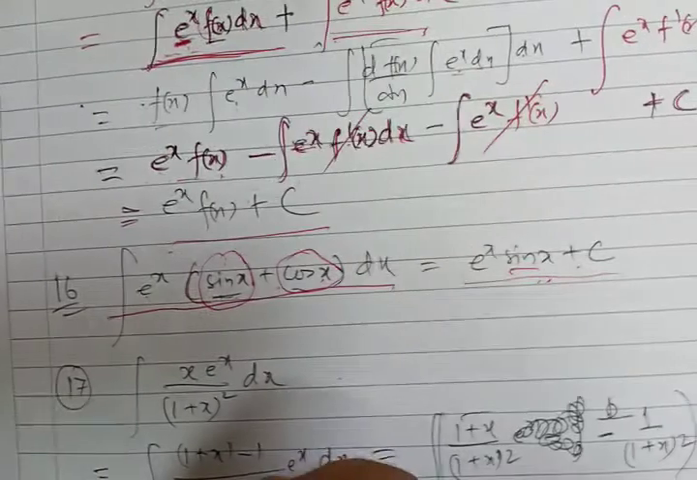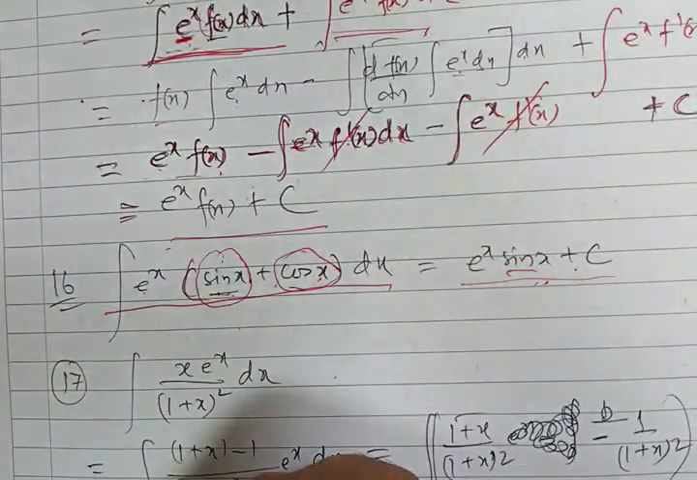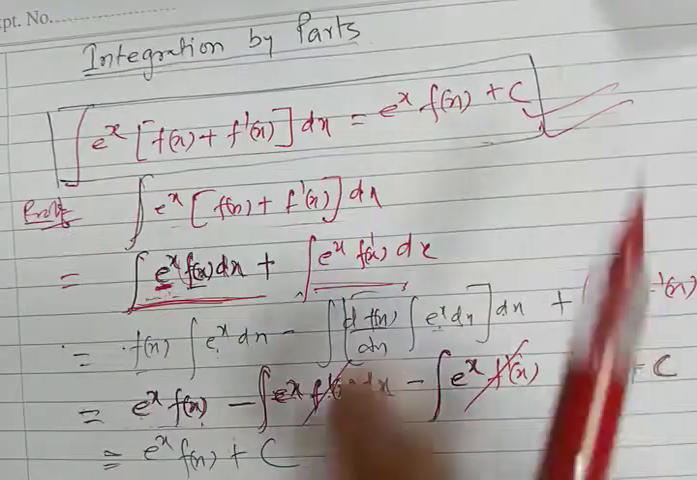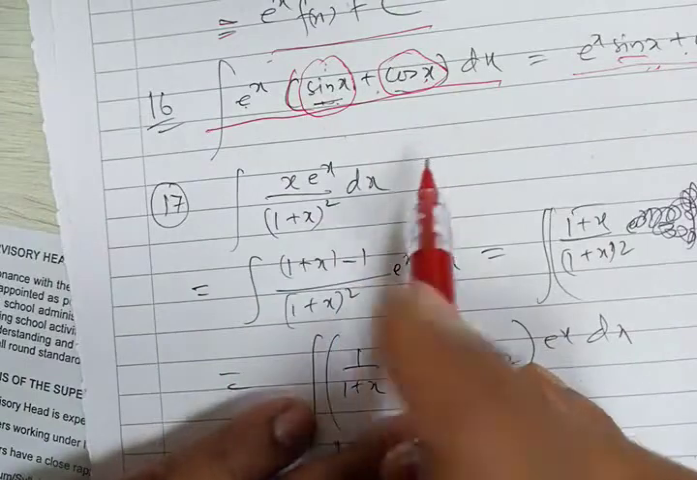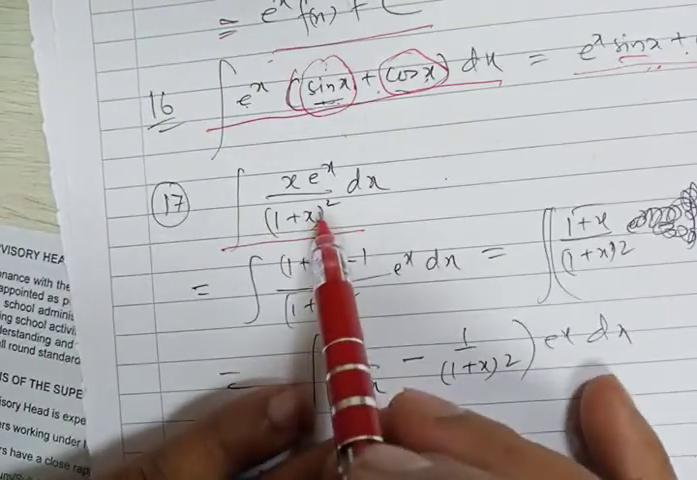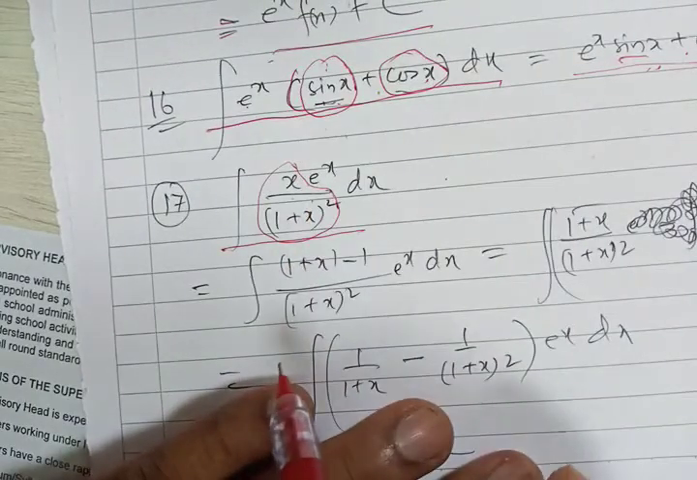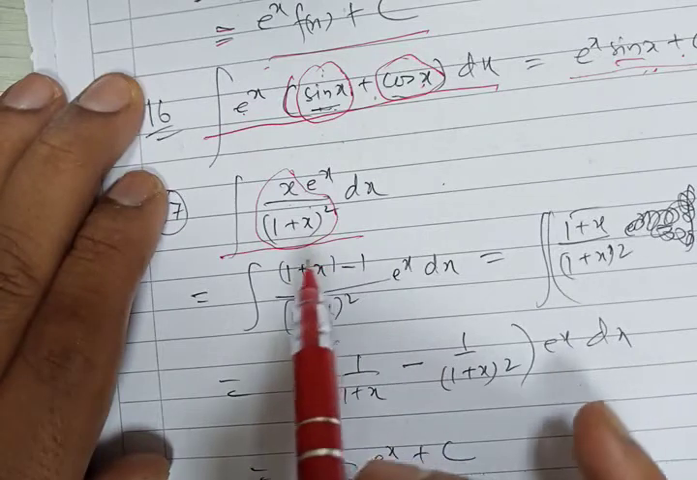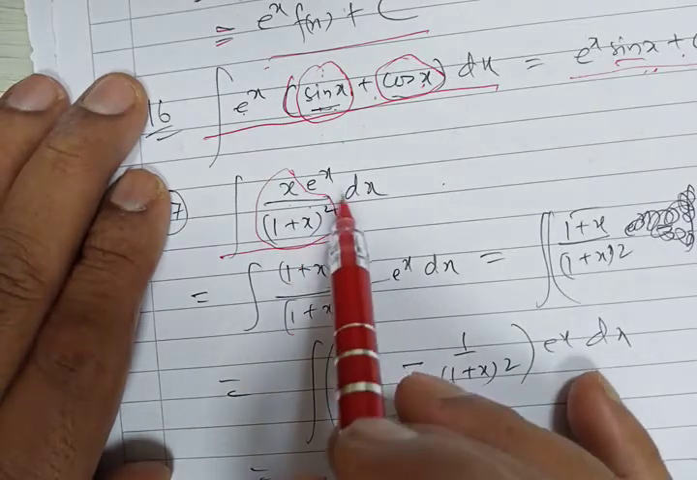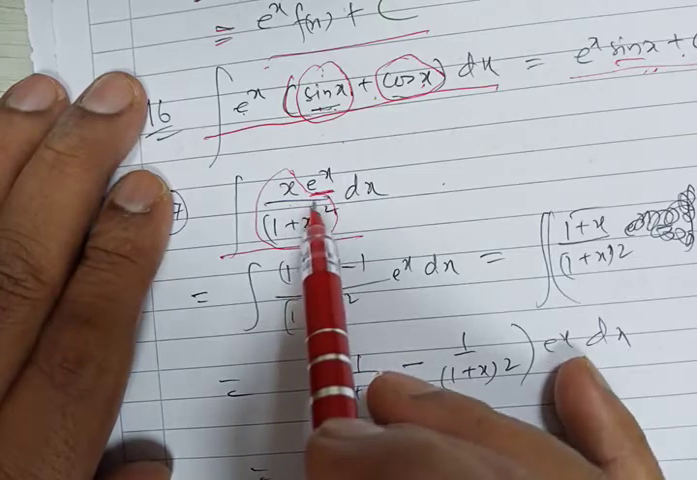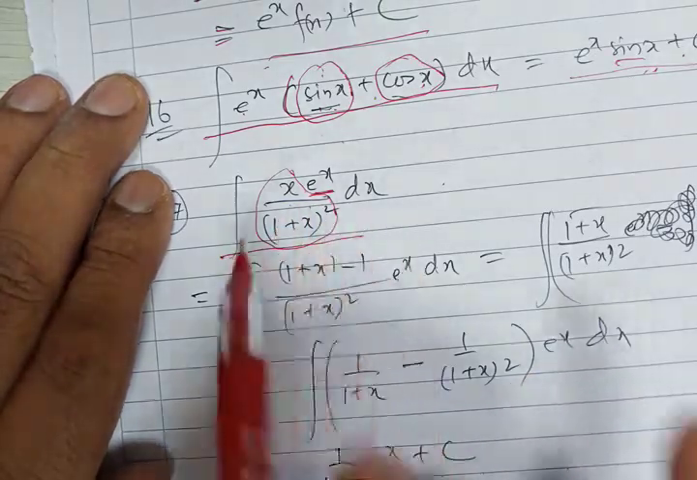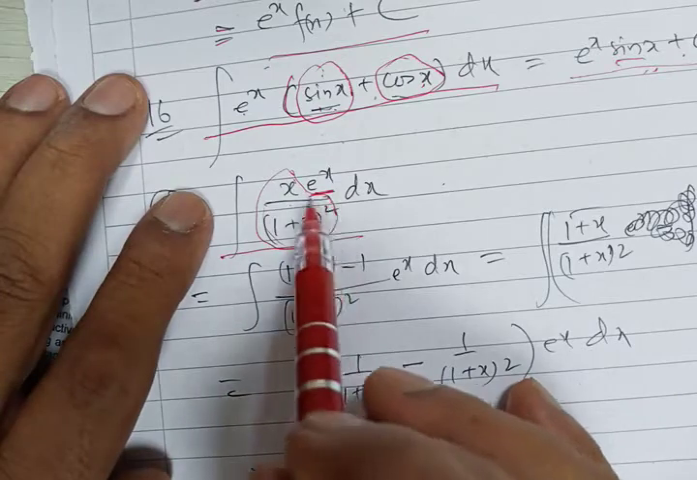And one important suggestion: in your board exam, for any integration question coming with e to the power x times something, you must follow this formula. Because see, question number 17. This is not given directly, but we have to change this part into the form of f(x) and f'(x). Then only we get the answer. Otherwise the answer will not come. Since e to the power x is there, it must be in the form of e to the power x [f(x) plus f'(x)]. So you have to change this part into this form.